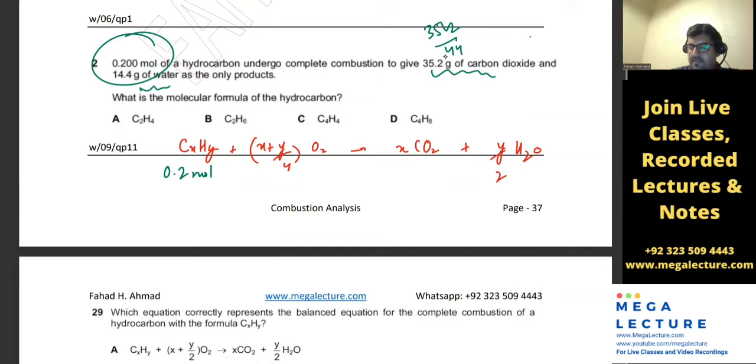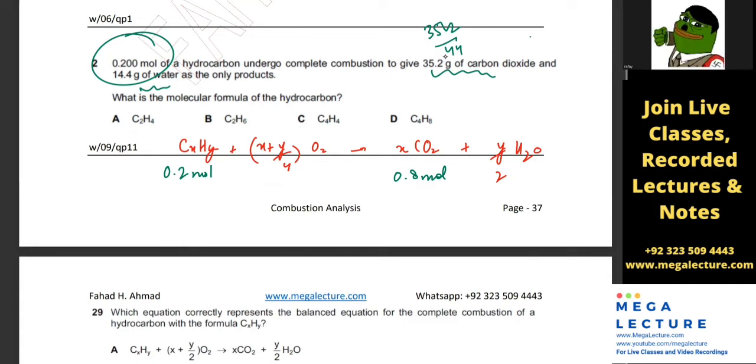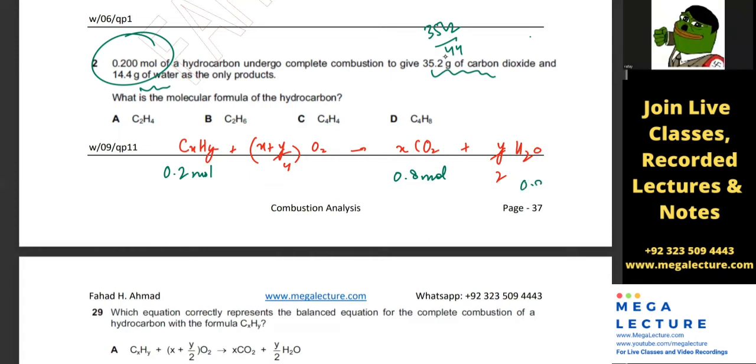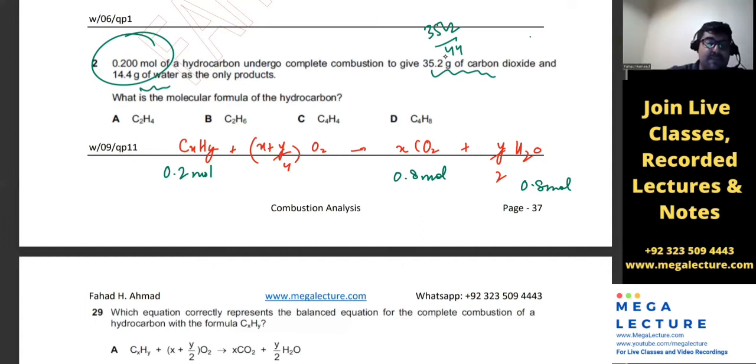0.8 moles, right? And water as well, 0.8, same as the carbon dioxide. Now, based on this, remember the first one has to be 1 mole. So what's the ratio? If the first one is 1 mole, you divide everything by 0.2. What do you get? It's going to be a ratio of 1 to 4, right? Is that clear?